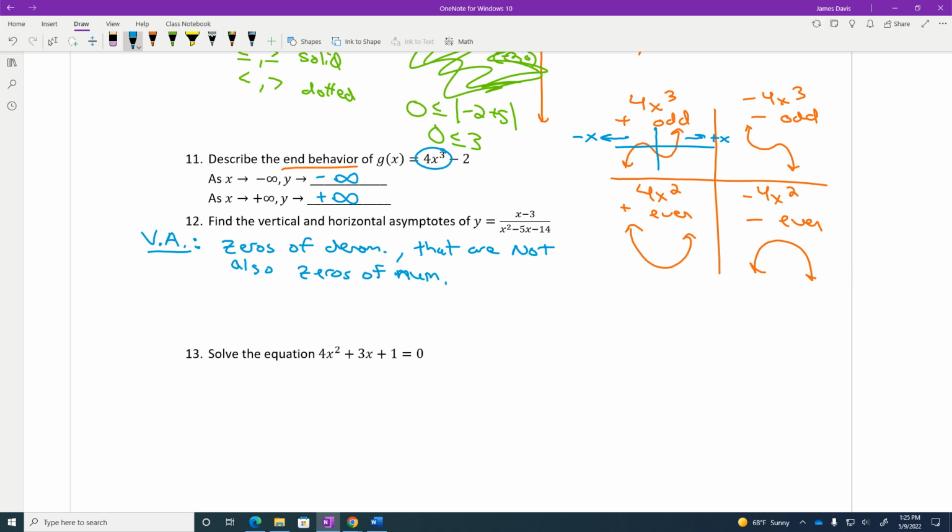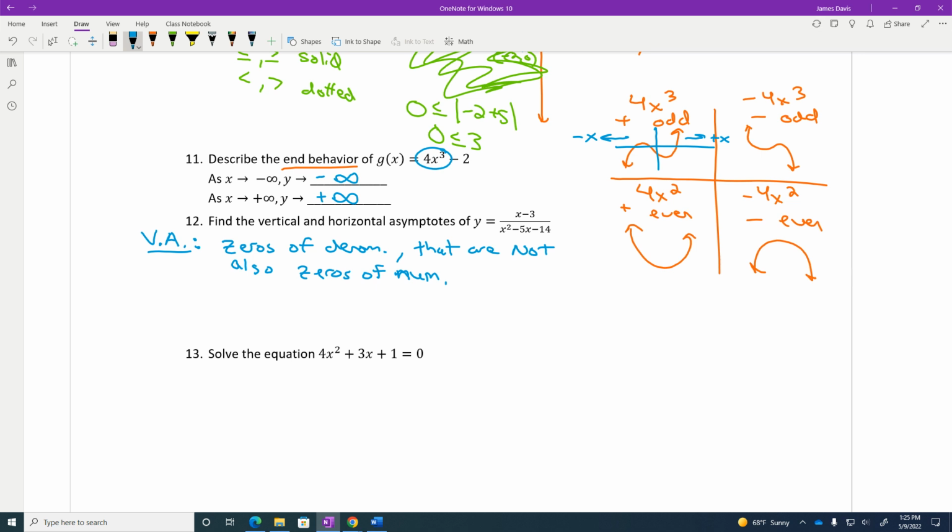We did a quiz on this as well, where you had to find a bunch of stuff with these rational functions. What happens if it is a zero of both? You cancel out. You get a hole, so a hole in the graph. A vertical asymptote would be a line, but if they were both, it'd be a hole there.